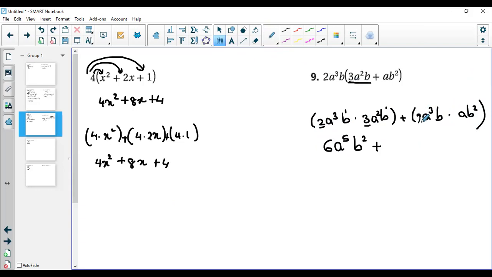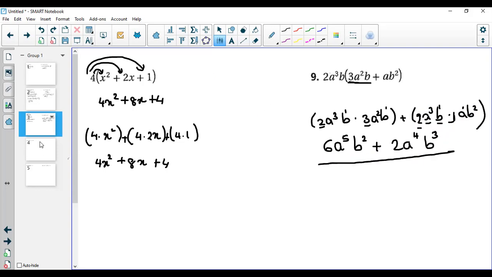So this is 2. Okay, there is no base here. That means it's a 1. So 2 multiplied by 1 is going to give me a 2. And then a to the power of 3, a cube. And here there is 1. So that's going to give you a to the power of 4. And then there is a b here. That means 1 plus 2 will give me a 3. So this is the answer.